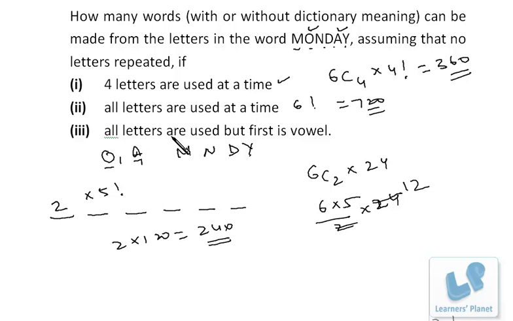So all the letters are used, but the first is a vowel. So for the first place we have two choices, and we have filled up one. Now we are left with 5 places and 5 letters, so these can be arranged in 5 factorial ways. So 2 into 120, 240 ways will be there, right? I'm sure you are clear now.